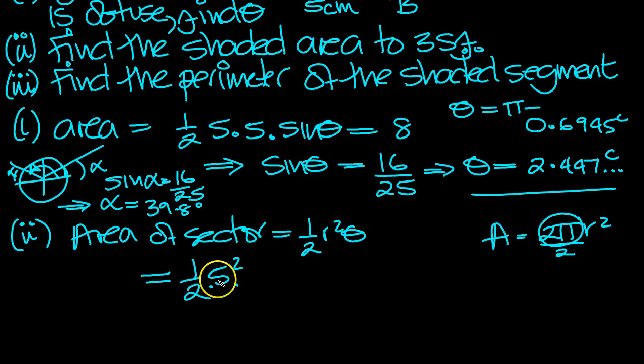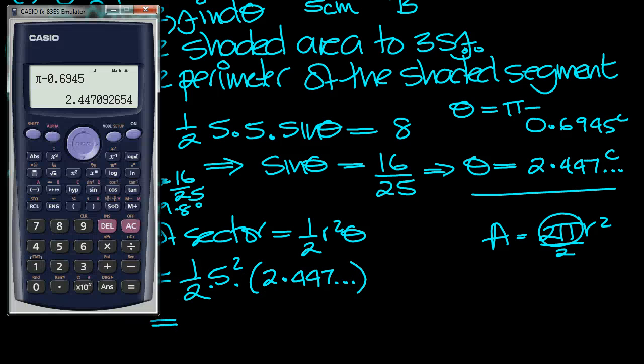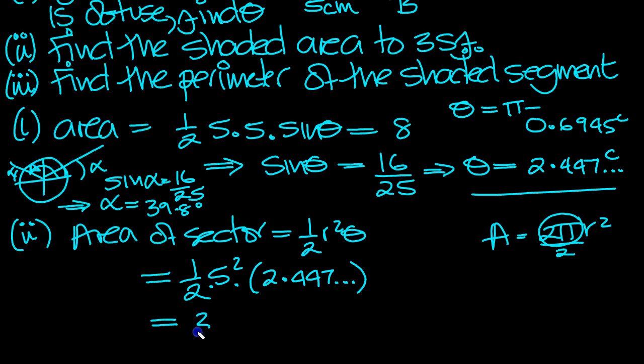Okay, so the area of the sector then will be half 5 squared times this 2.447 radians. So if I now keep that in the calculator, I can then divide it by 2 and times it by 25. 5 squared is 25. 30.58. And now I can round to 3 significant figures: 30.6. And that would be centimeters squared. That's the area of the sector.